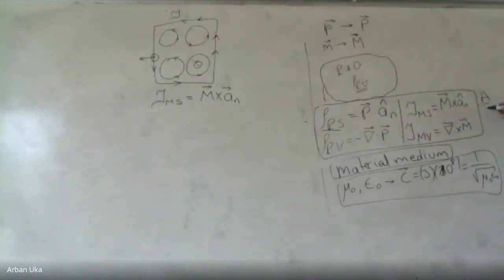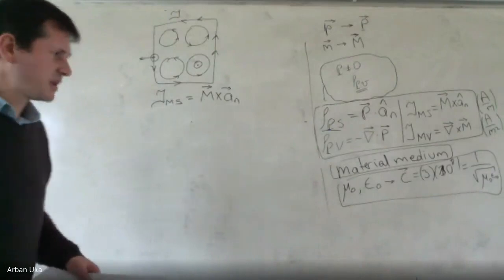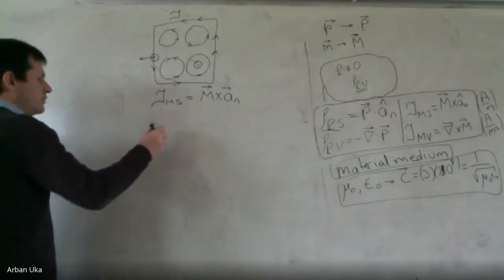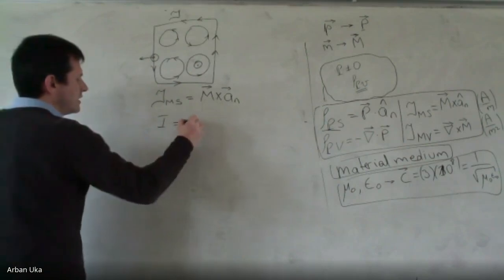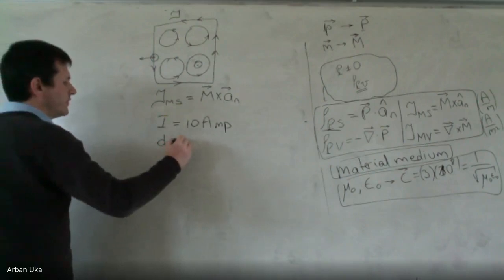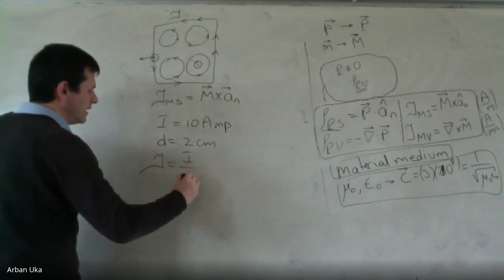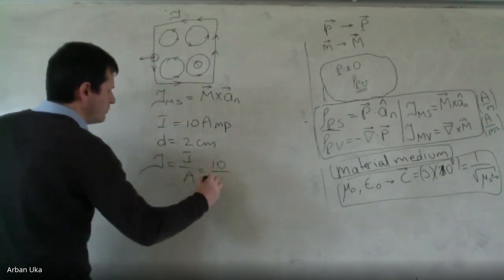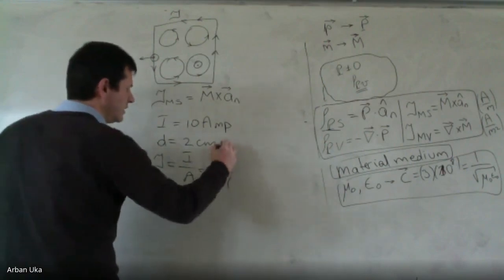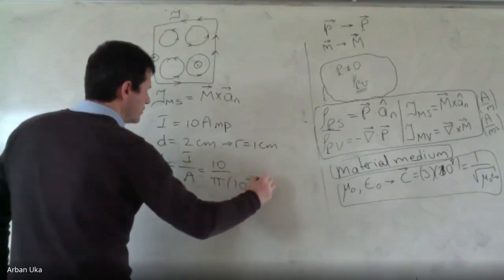This is ampere per meter, and the J_MV is ampere per meter squared. This is the traditional unit of the current density, which is always equal to the current divided by the surface area. For example, we can have a current of 10 ampere through a wire that has a diameter of 2 centimeters. The current density is going to be equal to the current divided by the area, which would be 10 divided by pi r squared. R is 1, so the radius is 1 centimeter. This is 10 to the power minus 2, squared.